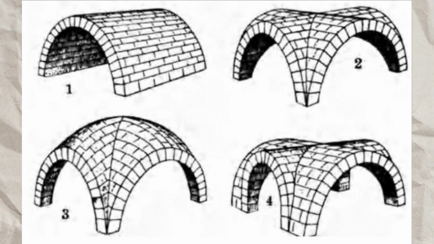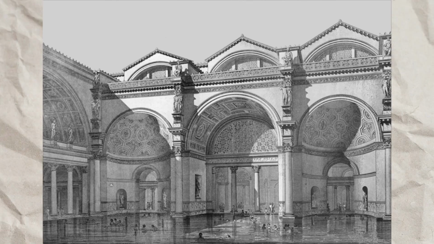Okay, now the vaults. A vault is a ceiling or roof construction of stone, brick, or concrete using the principles of arcs. A dome is also technically a vault. You have four types of Roman vaults. You have a barrel vault, a dome, semi-domes, and groin vaults.